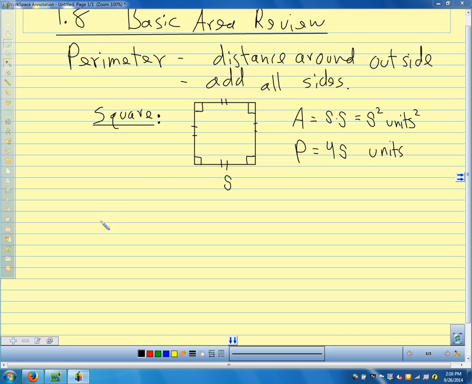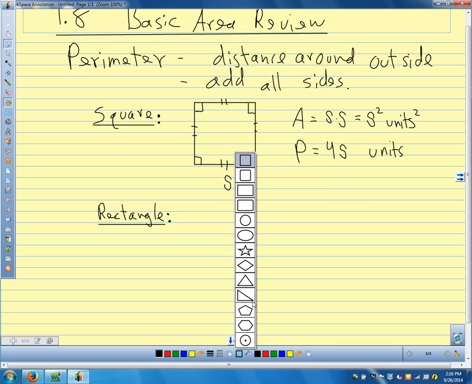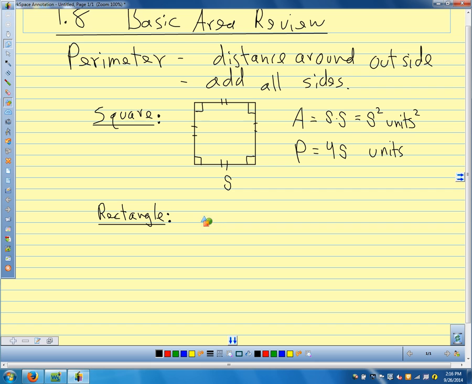Rectangle. What makes a rectangle special? What is it? What about the sides? 2 sets of equal sides. So we have 4 sides total.